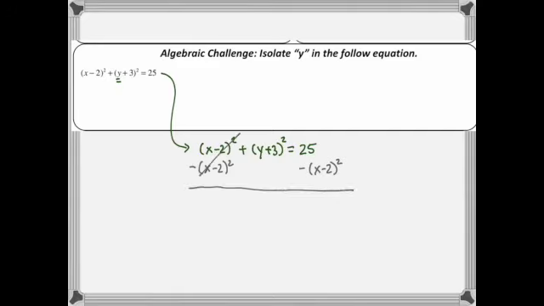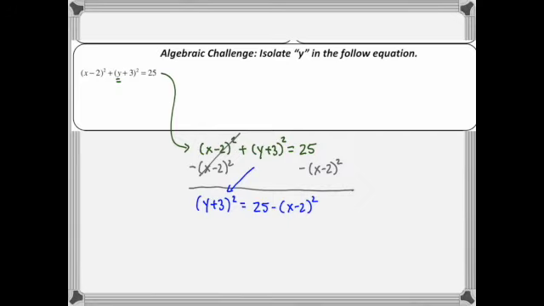And so the (x minus 2) squared is going to cancel out, and I'm going to bring everything down over here. So I have (y plus 3) squared equals 25 minus (x minus 2) squared. And it's okay to keep those together, okay? We don't have to FOIL everything out because we're just getting y by itself. And so let's see how we're going to finish off the rest of this, okay?